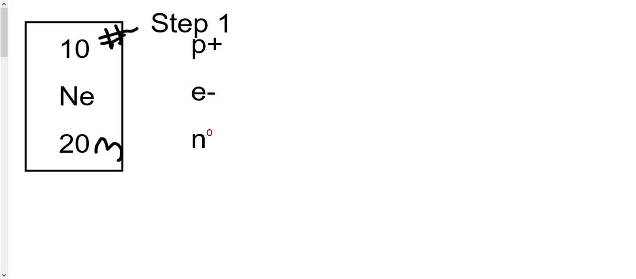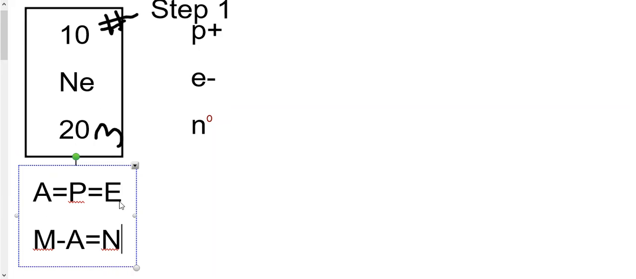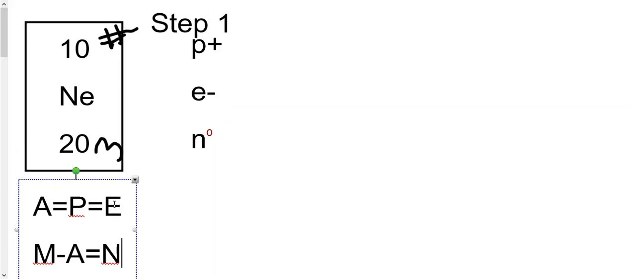One of the tools we learned that is really helpful is if we think back to Ape Man, A, P, E, and M, A, N. You have to remember that between M and A is that minus sign so that we make sure we do the subtraction we need to do. This will help us in our process of finding the number of protons, the number of electrons, and the number of neutrons in a given atom.